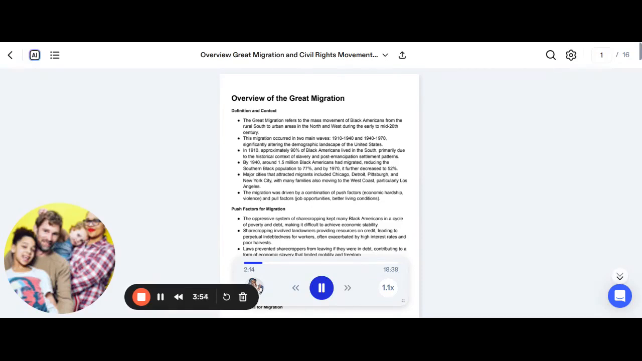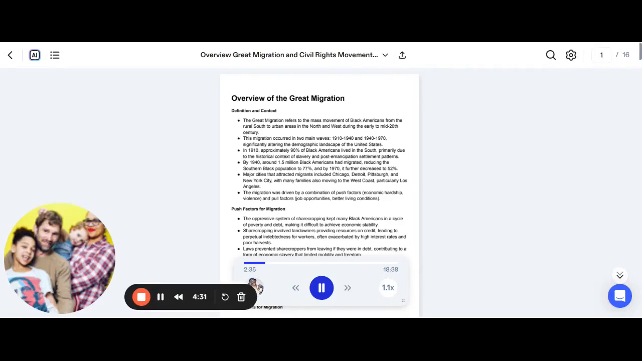Job opportunities in the North. The Great Migration coincided with the rise of industrialization in the North, which created a high demand for labor in factories and manufacturing. Black migrants found work in various industries, including automotive, for example Ford, meatpacking, for example the Chicago stockyards, and steel production, for example Pittsburgh. The wage disparity between the South and North was stark, with many Black workers earning significantly more in industrial jobs than in agricultural roles. The influx of Black labor contributed to the economic growth of northern cities, but also led to competition and racial tensions with white workers.